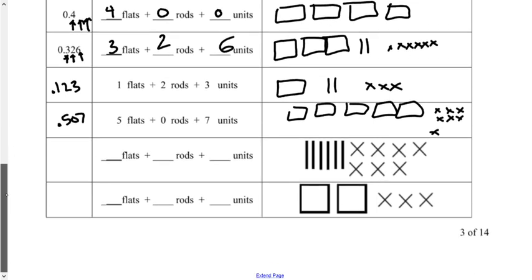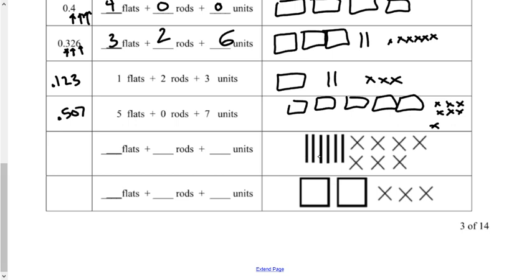When we look over at this next picture and see what this represents, you can see I don't have any flats, but I do have, let's see, 1, 2, 3, 4, 5, 6 rods, and then I've got 7 units. So that means that this is going to be 0.067. Okay, this next one's a little easier to count. There's 2 flats, 0 rods, 7 units, or 0.207.